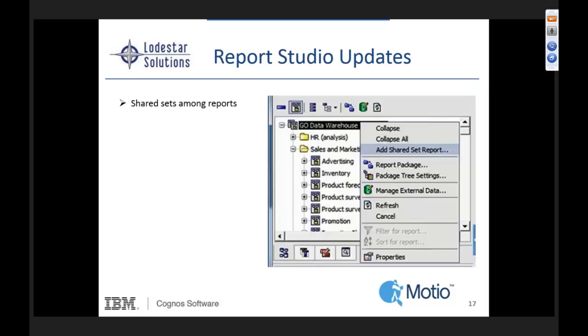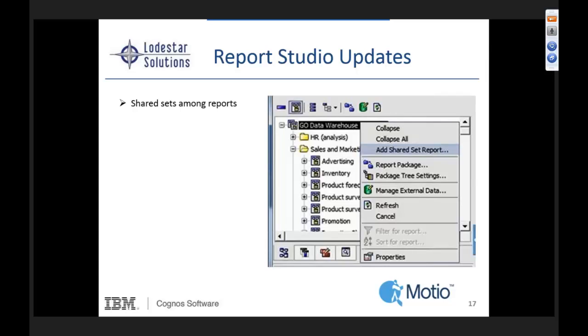Shared sets amongst reports. This one's really cool. For those of you who use Analysis Studio, you're aware that you can create sets, you can save them, you can copy them over to use in another Analysis Studio report. Well, maybe you didn't know that, and now you do. Of course, you now have two sets when you do that, which can be confusing.